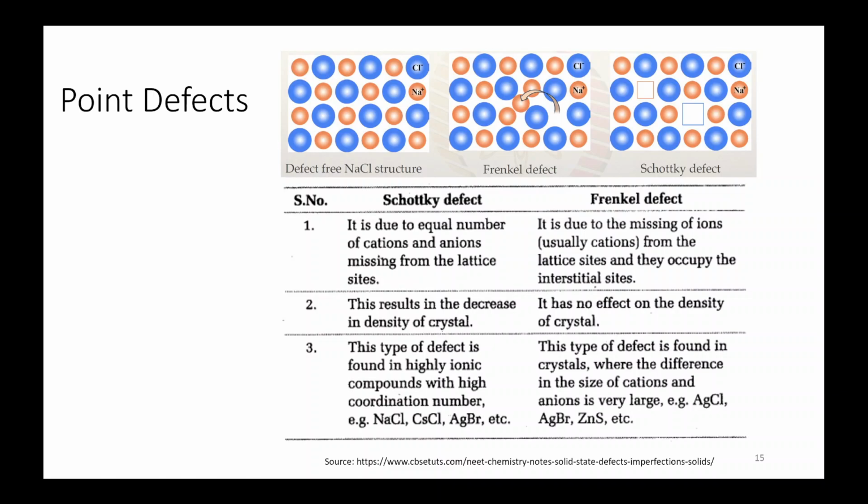In case of Frenkel defect, it is due to missing of ions, usually cations, from the lattice sites which occupy interstitial sites, and it has no effect on density of the crystal. This type of defect is found in crystals where the difference in size of cations and anions is very large. For example, AgCl, AgBr and zinc sulfide, etc.